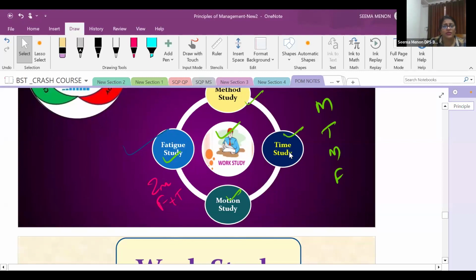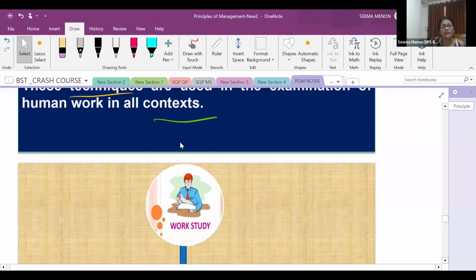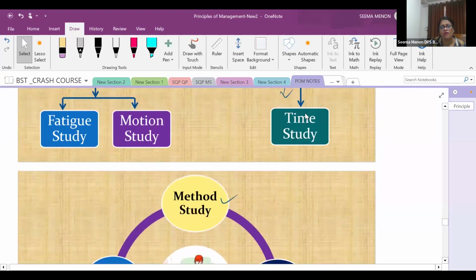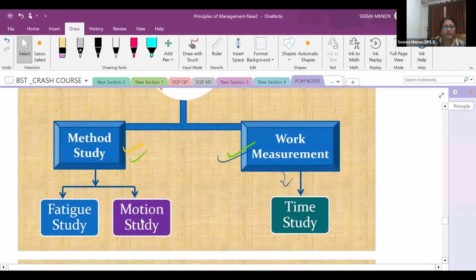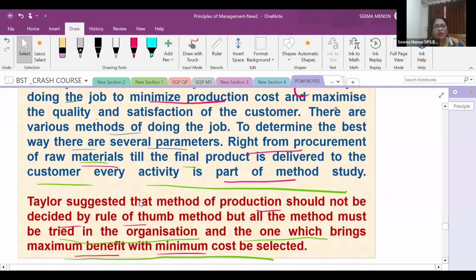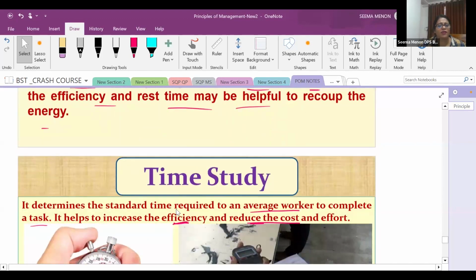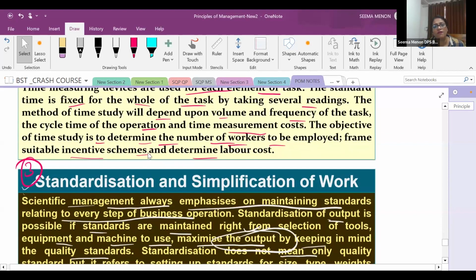Time study means there should be a standard time to complete a task. Fatigue study means the workers or the employees should get a regular interval. You can see this diagram is very important. Time study is for work measurement only, for completion. Fatigue study and motion study are part of method study, because method means the best way of doing the job. Best way of doing the job means the worker should get a regular interval and the movement should be reduced. After that, we explained every meaning, and you have to explain all the 4 points if it comes for a 4-marker question. And even for a 3-marker, explain work study, you will explain all the 4 points.